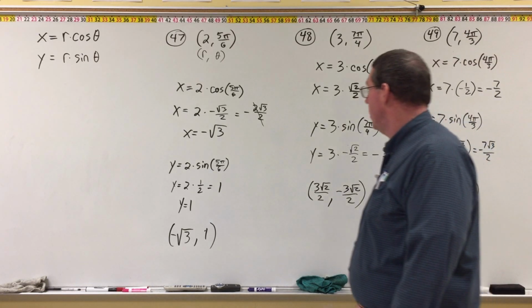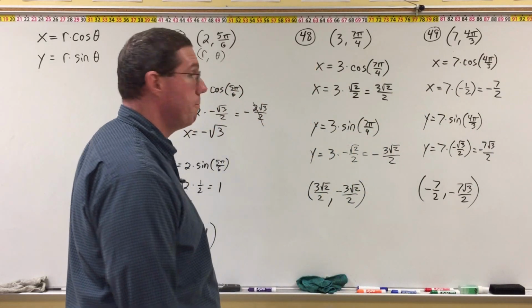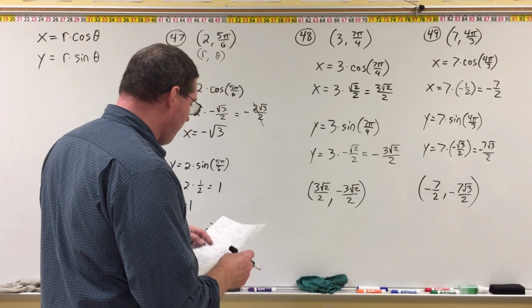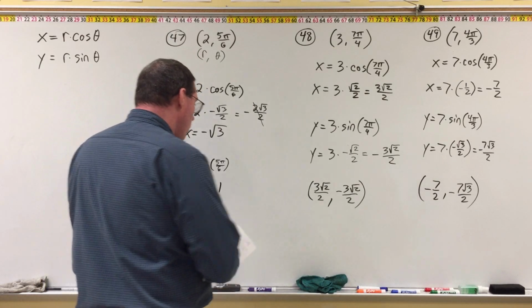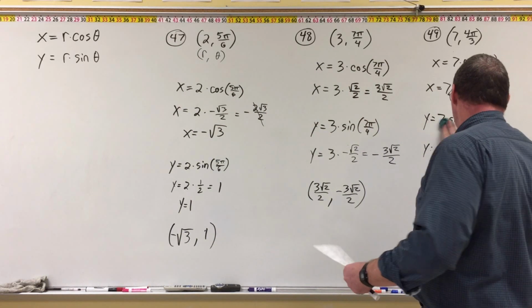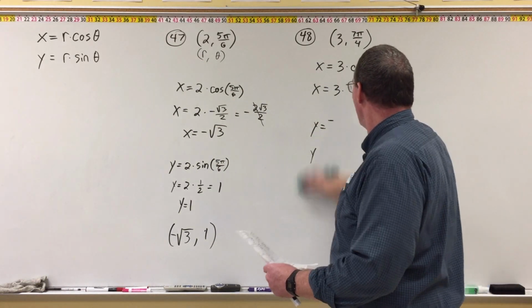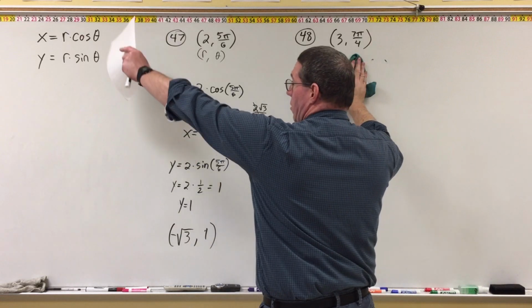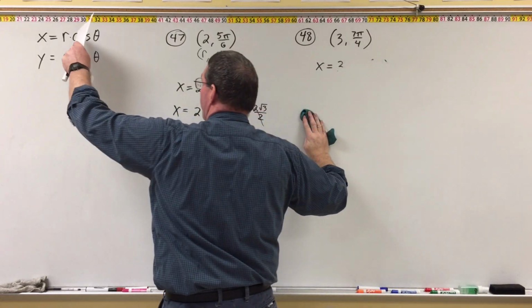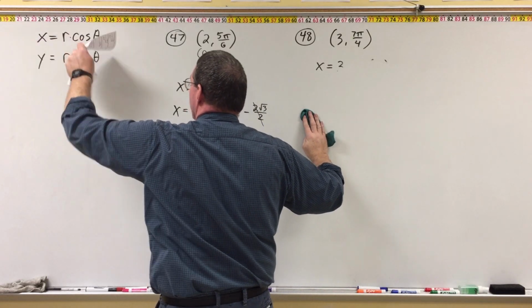And that's our rectangular coordinate for question 49. Okay? All right, so now questions 50, 51, and 52, those questions are asking us to go the other way around. We start with a rectangular coordinate and we want to identify the polar coordinates. Well, we can use the exact same things here. Instead of going from r and theta over to x and y, we're going to go from x and y over to r and theta.